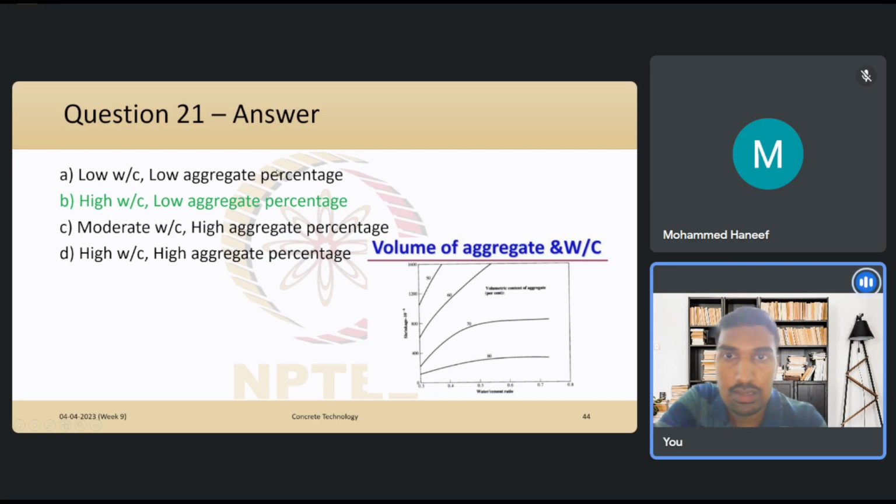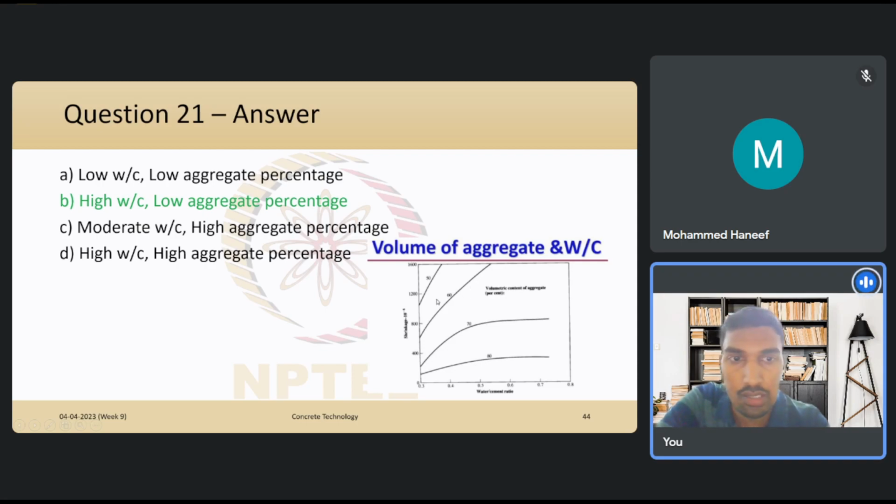The other one is the aggregate percentage. Again, what we see here is different curves for different volumes of aggregates, from 50% up to 80%. And what we are seeing is, as we have higher and higher aggregate percentage, right? Take any water to cement ratio, let us take 0.5. The larger aggregate volume will show a lesser shrinkage, right? So 80% aggregate will give a lower shrinkage compared to say 60%. So if you have more aggregate percentage, there will be less shrinkage.